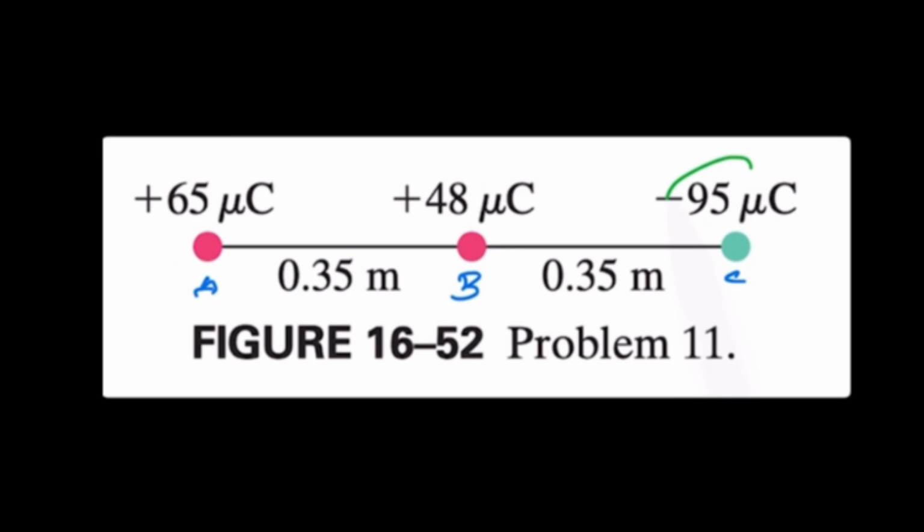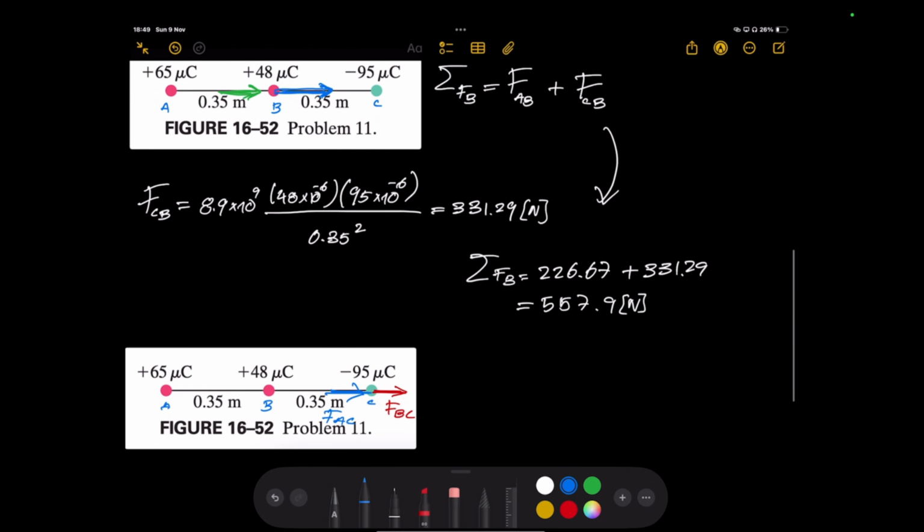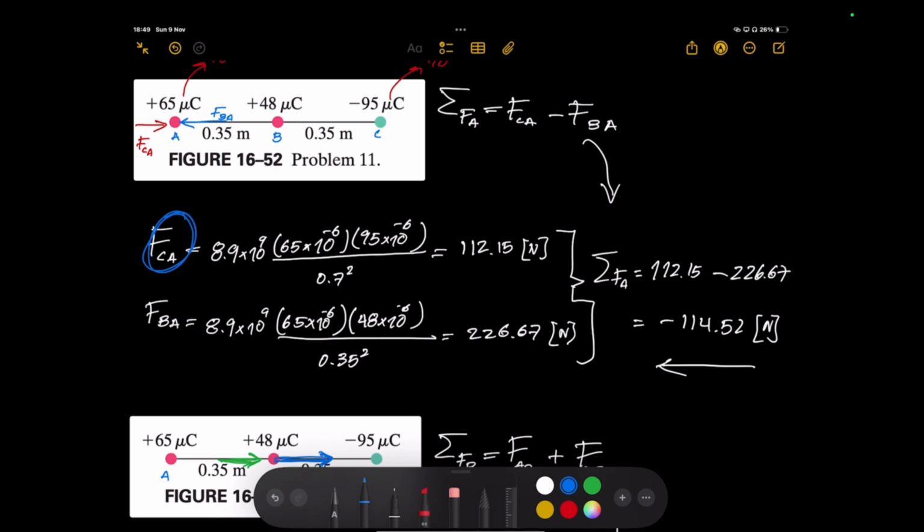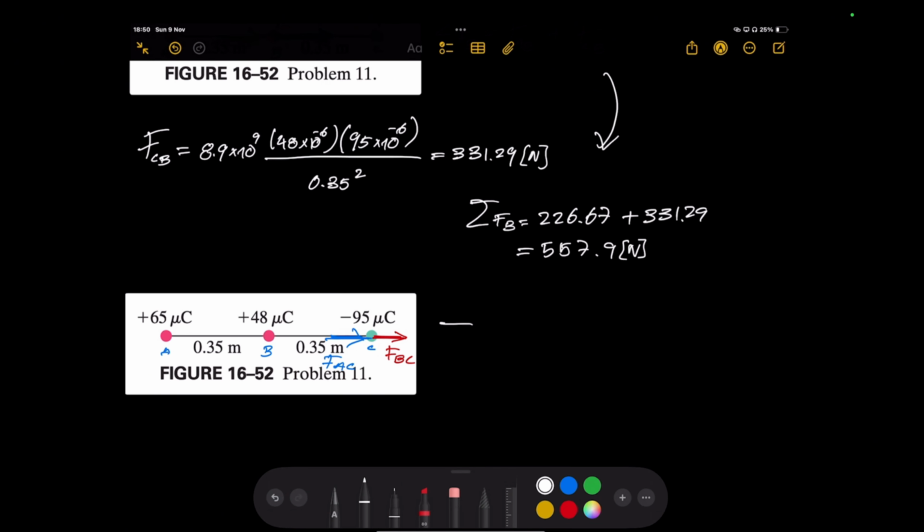Now let's go to the last part. So this one is negative and the other two are both positive. So this particle is going to be attracting the other two. We can say that this is the force B over C, and this is the force A over C. We already know them: we have BC, which is the same as CB, and we have AC, or CA, which is the same value. So the net force on C is going to be equal to FAC plus FBC.